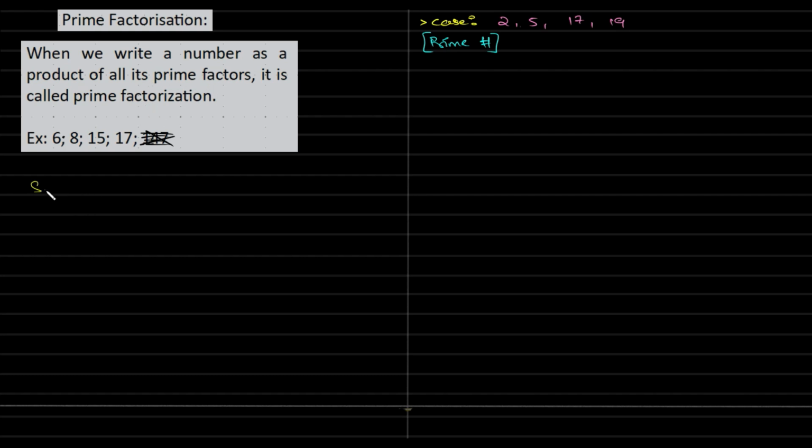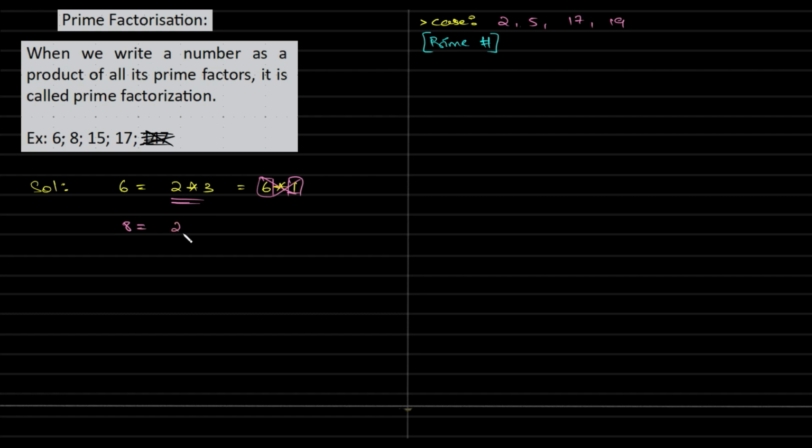That is, if I write 6 as a product of prime numbers, that is 2 into 3, this is known as prime factorization. Is 6 into 1 also prime factorization? Think about it. No, right? 6 is itself not a prime number. 1 is also not a prime number. This is not prime factorization. This is 8.